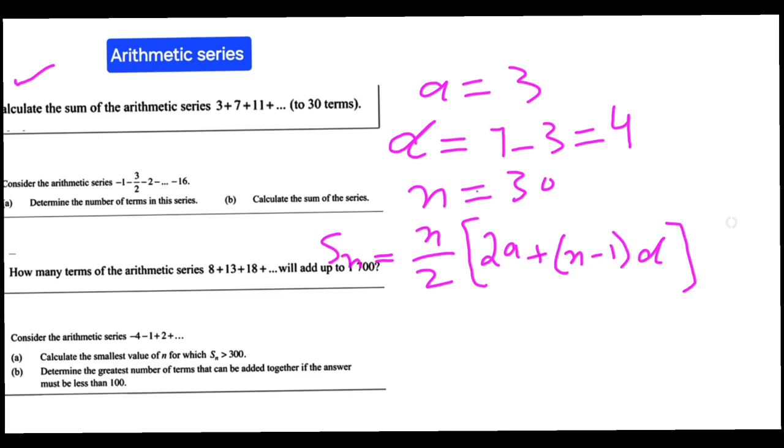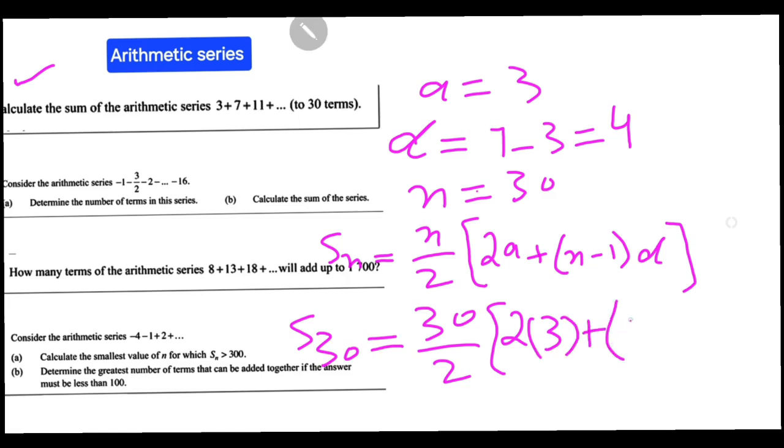Now substitute the values into the formula. So S30 is equal to 30 divided by 2, and a we got 3, 2 multiply 3, plus n we got 30 minus 1, the d we got 4, close bracket. Now I'm going to calculate the sum. You can use the calculator. The answer will be 1830. So the sum of the arithmetic series is 1830.